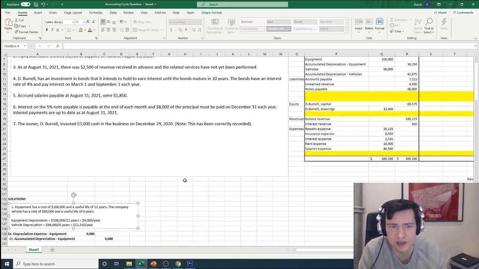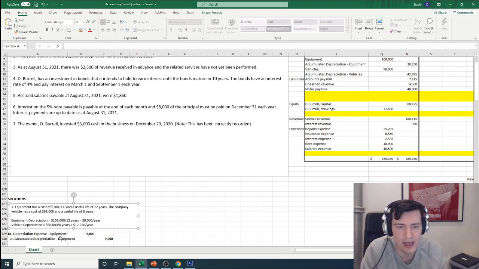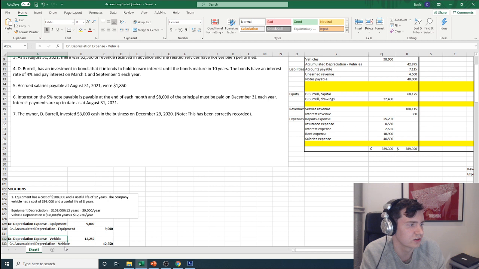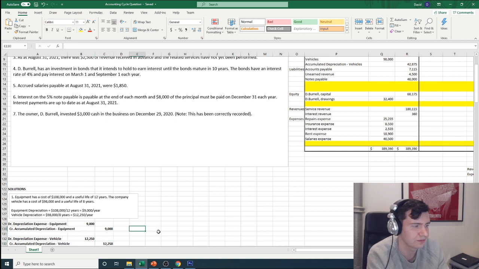So we're basically treating this as if we haven't accrued any depreciation expense for the year. Our first adjusting entry is going to be accruing a depreciation expense amount for equipment of $9,000. And then we're also going to be debiting depreciation expense $12,250 for the year for the vehicle. So that's our first entry.